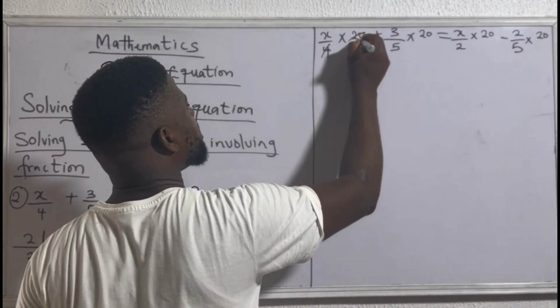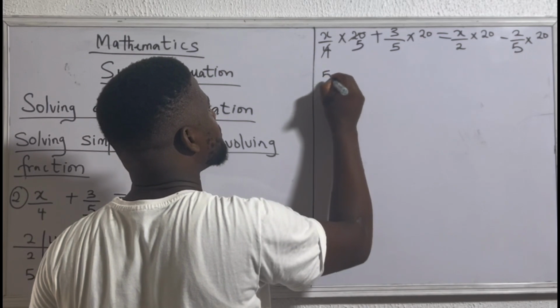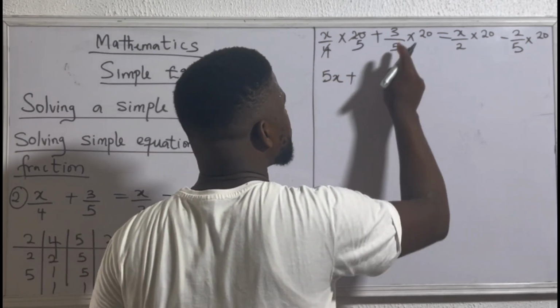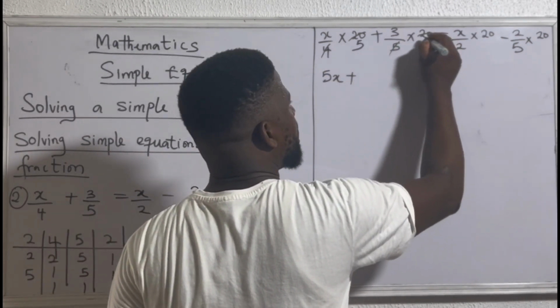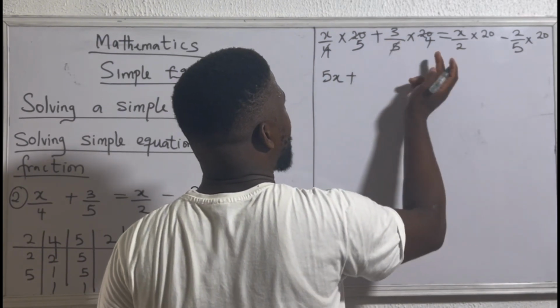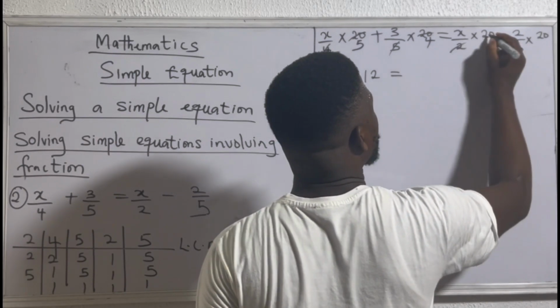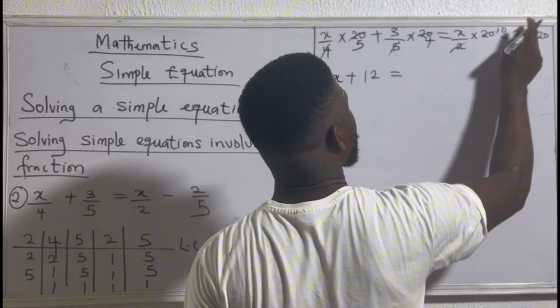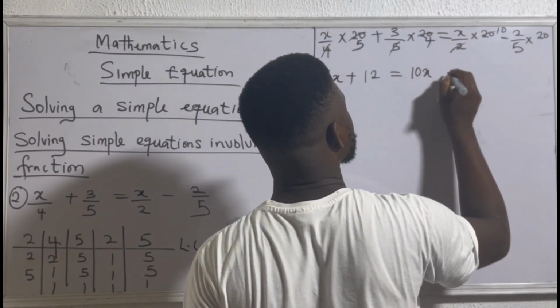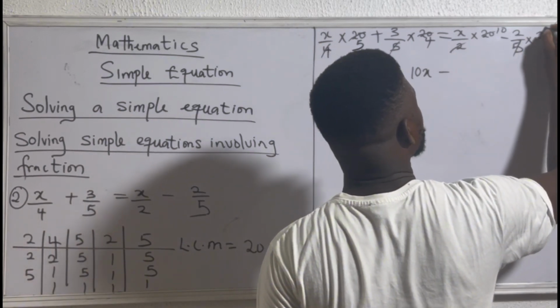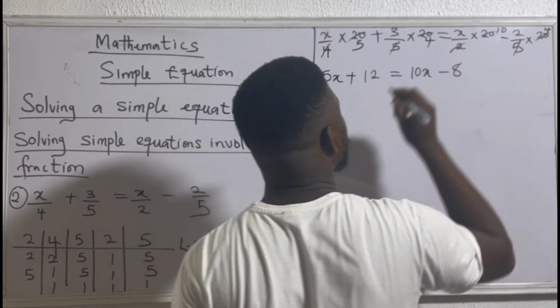4 goes into 20, 5. x times 5, we have 5x. Plus 5 goes into 20, 4. So we have 3 times 4, we have 12 left, equal. 2 goes into 20, 10. x times 10, we have 10x. Minus 5 goes into 20, 4. 2 times 4, we have 8.